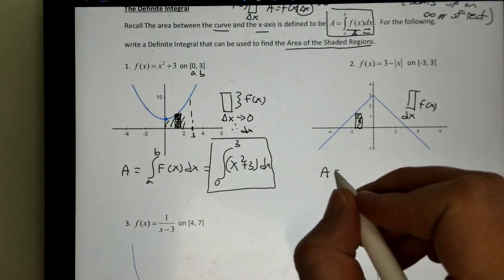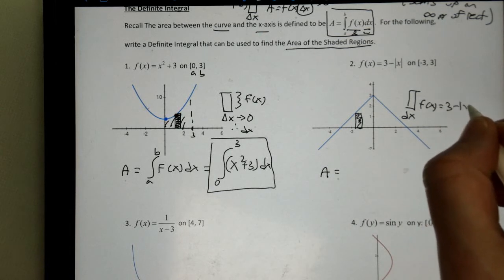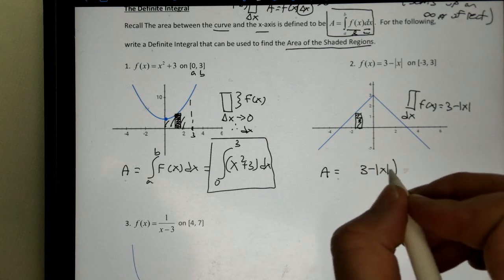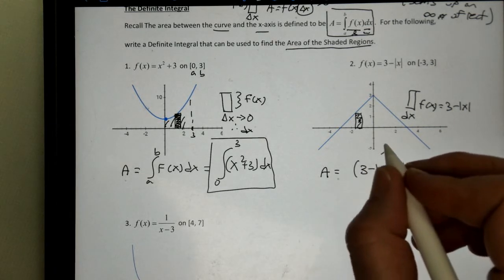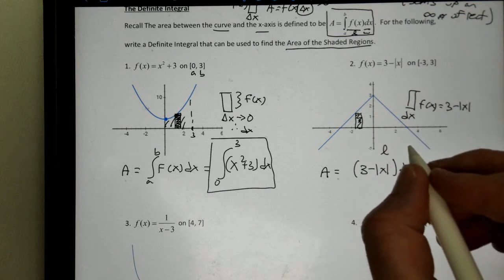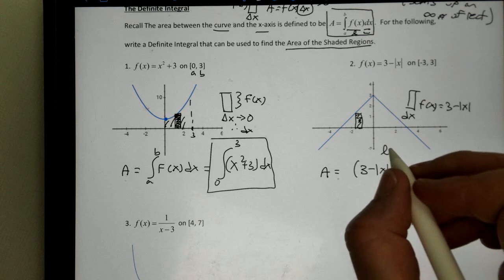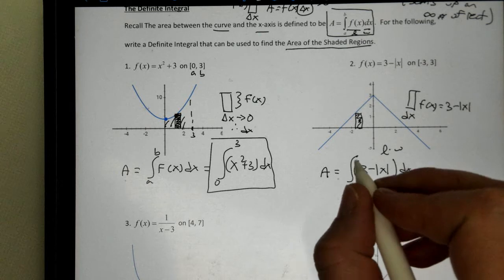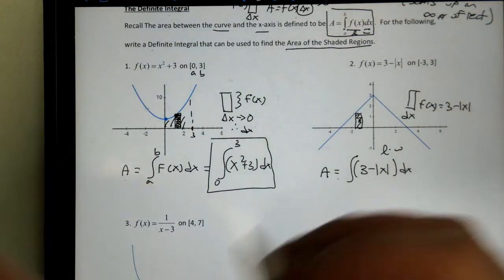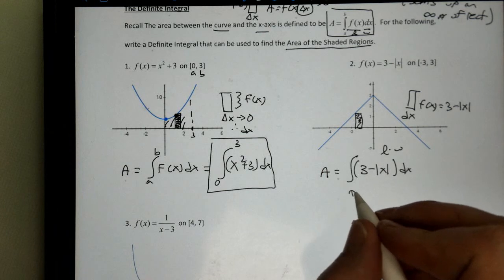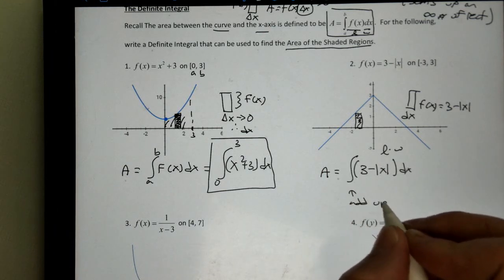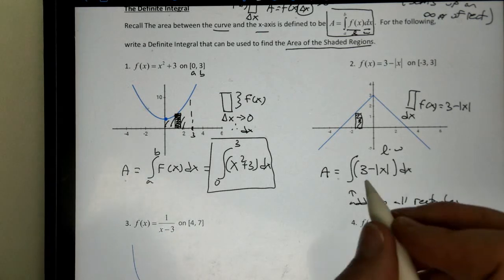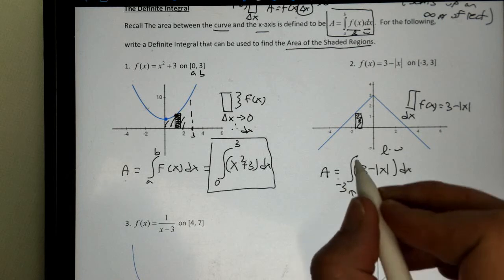So if I now want to find the area, my f of x is 3 minus the absolute value of x. So I'm going to write that out, 3 minus the absolute value of x times dx, the length of my rectangle times the width of the base. And that's one rectangle, so to get all of them, we have to integrate this. That's what we call integrating. We're going to sum up an infinite number of rectangles. That's what this does. This is now going to add up all those rectangles, an infinite number of them. And this is going to go from -3 to 3.